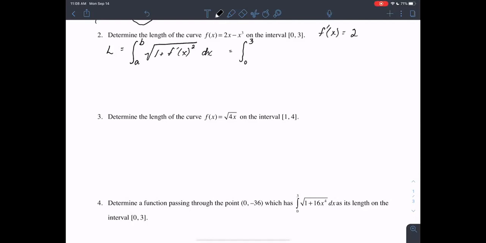F prime is 2 minus 3x squared. So square root of 1 plus parentheses 2 minus 3x squared squared dx. Okay, so does that fit what you guys had, at least so far?